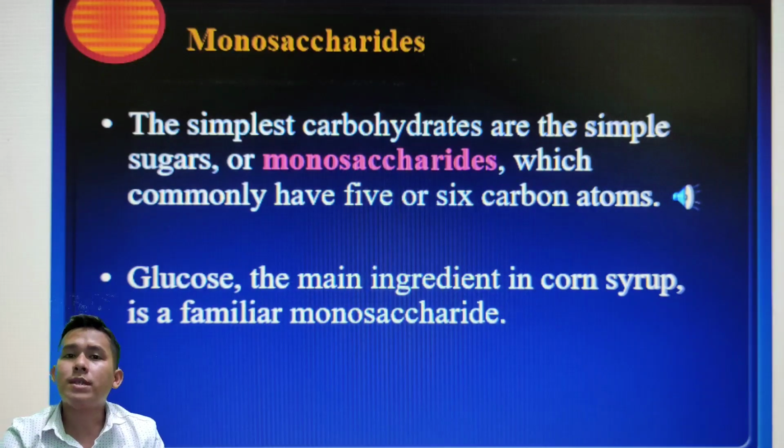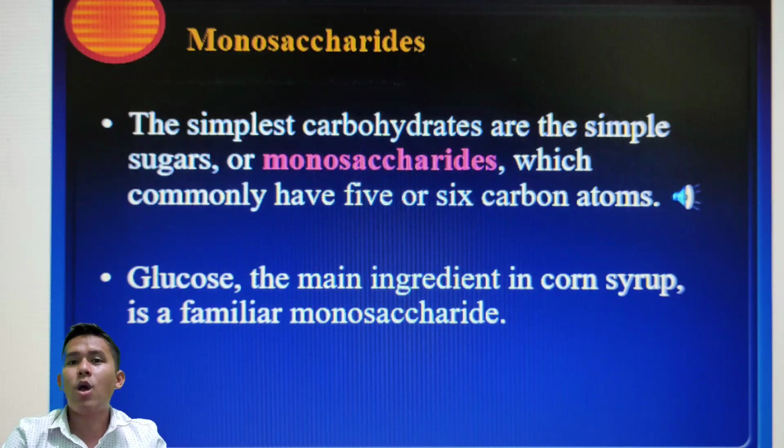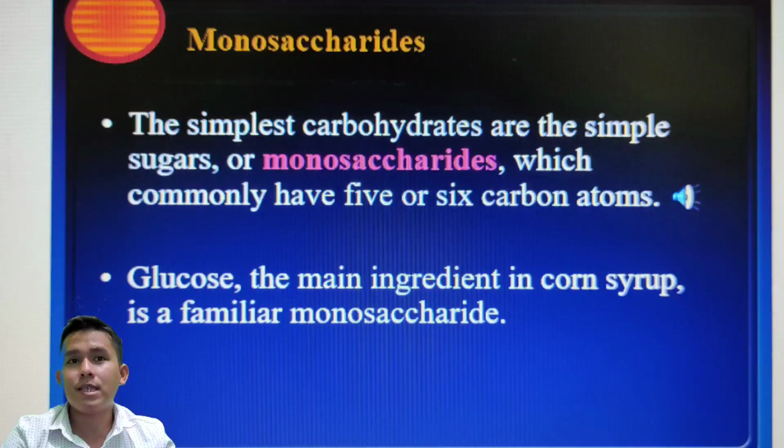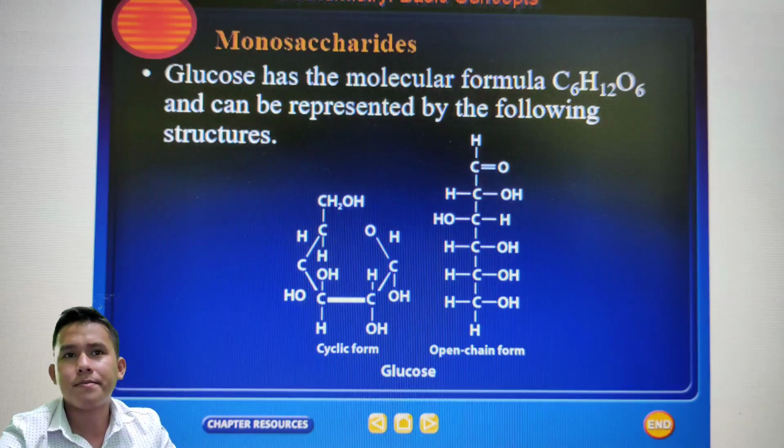Now let's talk about monosaccharides. The simplest carbohydrates are simple sugars, also known as monosaccharides, which commonly have 5 or 6 carbon atoms. Glucose, the main ingredient in corn syrup, is a common monosaccharide, a common sugar.